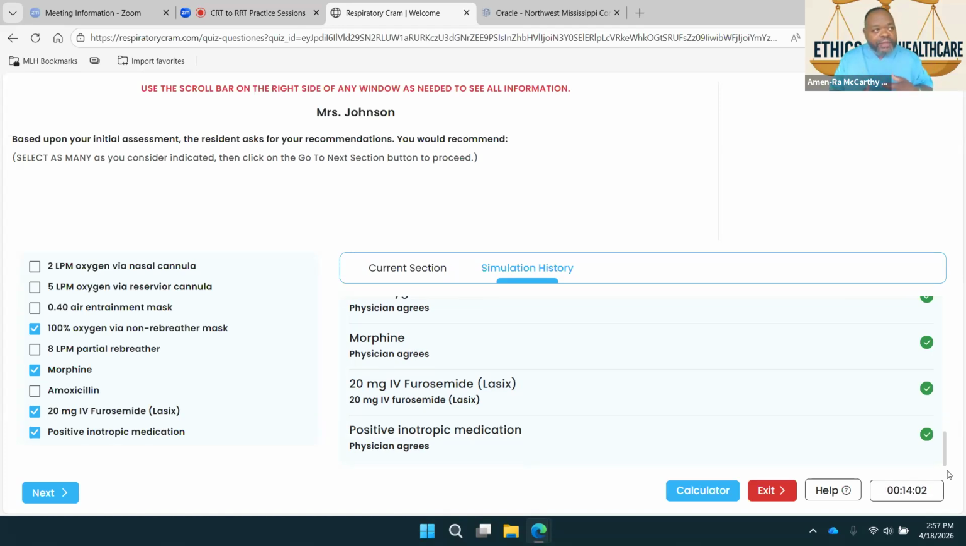Now that's our treatment because we're thinking CHF, right? And since we're thinking CHF, we know we give positive inotropic agents for CHF. We give Lasix for CHF, and we can give a little morphine to help with the hypoxia feeling that the patient is having, right? Great job. And we treat it with 100% oxygen. Perfect. Okay, next.